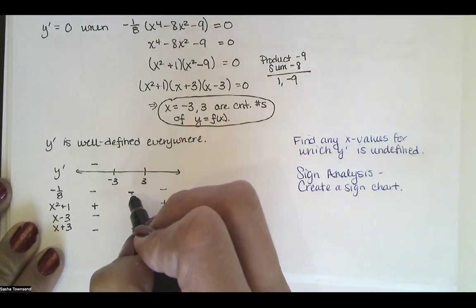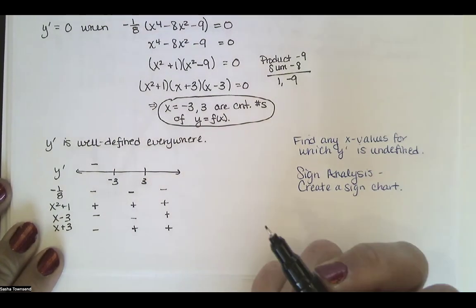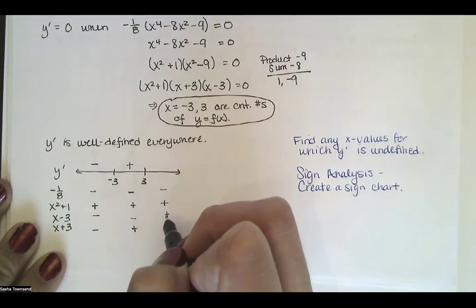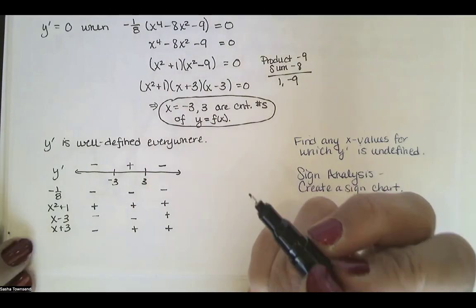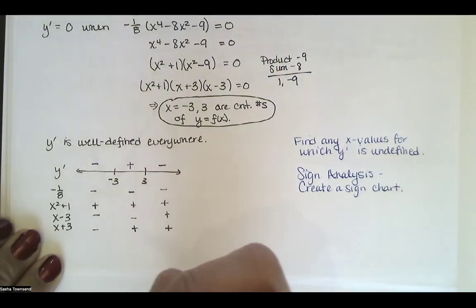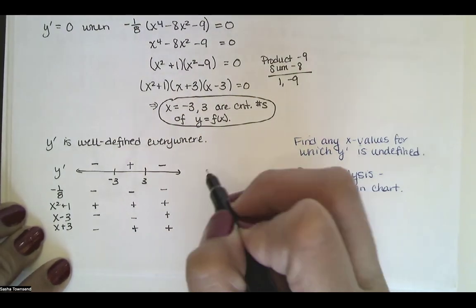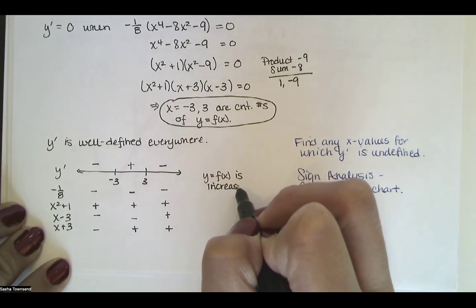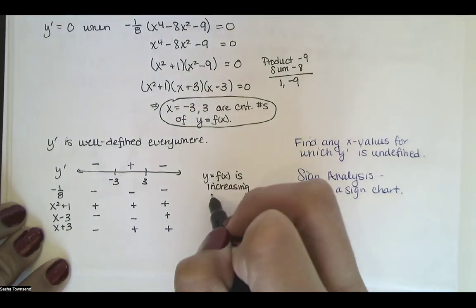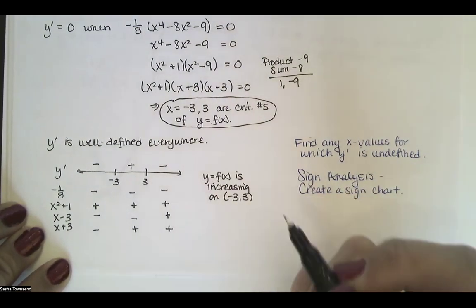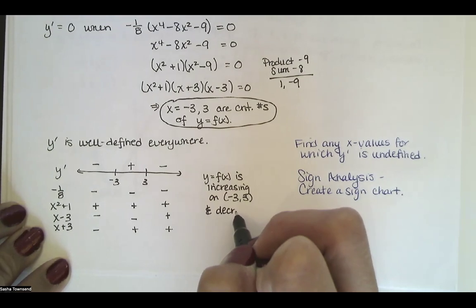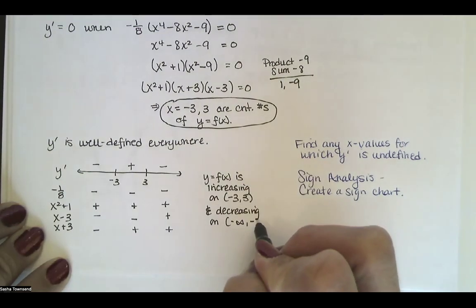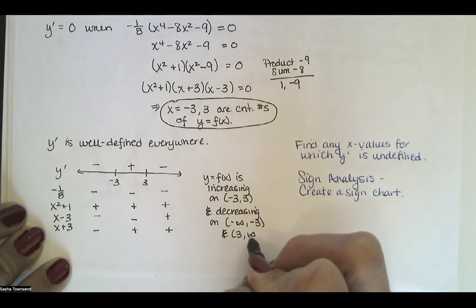And then we have a negative and a positive and a negative and a positive. Since the negatives cancel in pairs, y prime is positive on that interval. And then we have a negative times a positive times a positive times a positive, which is negative. So that tells us where our function is increasing and where it's decreasing. We say y equals f of x is increasing on this interval and decreasing on the other two intervals, on negative infinity to negative 3 and 3 to infinity.